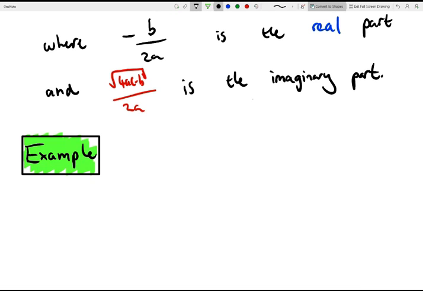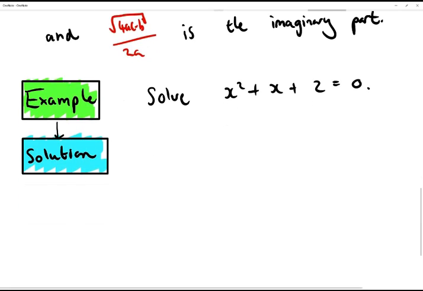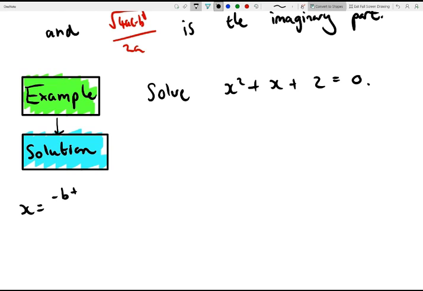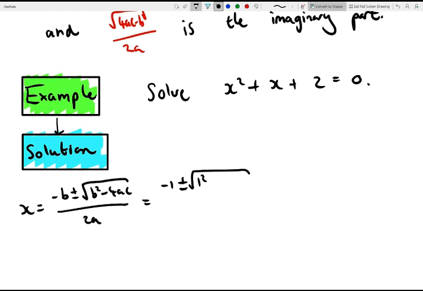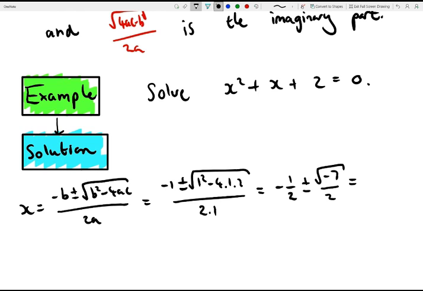And some quick examples of this. So solve the following quadratic: x squared plus x plus 2 equals 0, and our solution is that x is equal to minus b plus or minus the square root of b squared minus 4ac all over 2a. So we need to identify a, b and c and substitute them in. So we have minus 1 plus or minus the root of 1 squared minus 4 times 1 times 2 all over 2 times 1. And simplifying this gives us negative a half plus or minus the root of minus 7 over 2. And this gives us minus a half plus or minus root 7 times i, because don't forget that i is the square root of minus 1, all over 2.